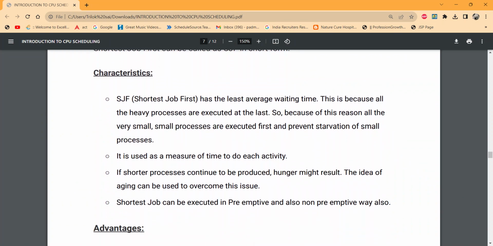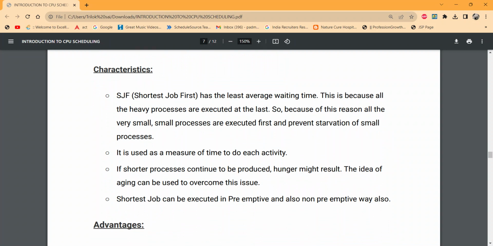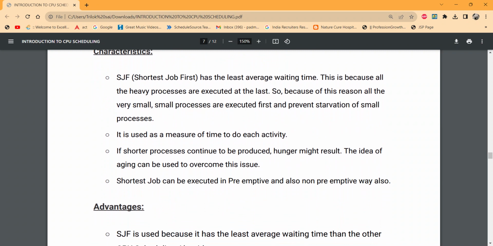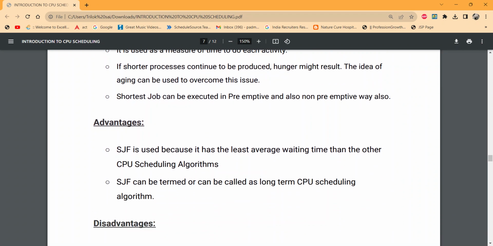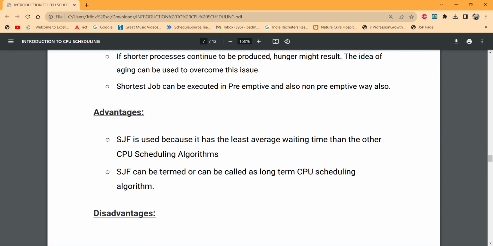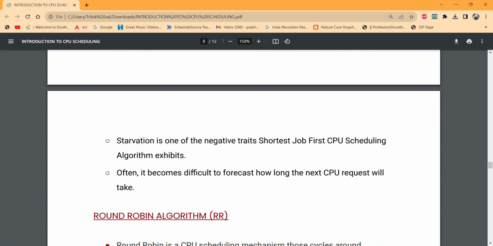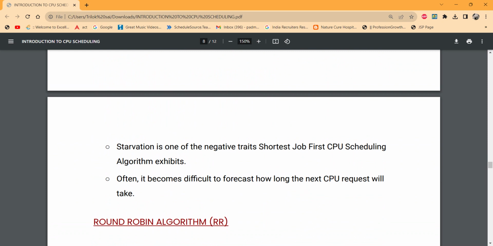What are the characteristics? It has the least average waiting time. All the heavy processes are executed at the last. Because of this, all the very small and small processes are executed and they prevent starvation. It is used as a measure of time for each activity. My dear friends, what are the advantages? Least average waiting time, and it can also be called a long-term CPU scheduling algorithm. Some of the disadvantages: starvation is one of the trade-offs of shortest job first, and it becomes difficult to forecast how long the CPU request will take.